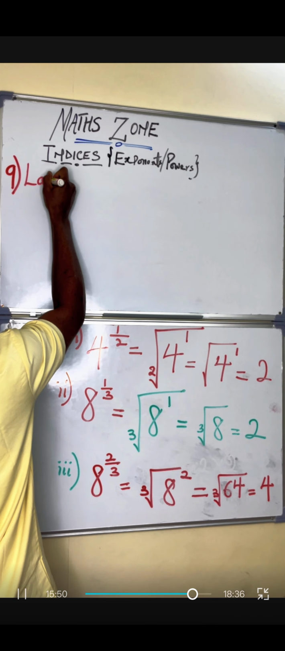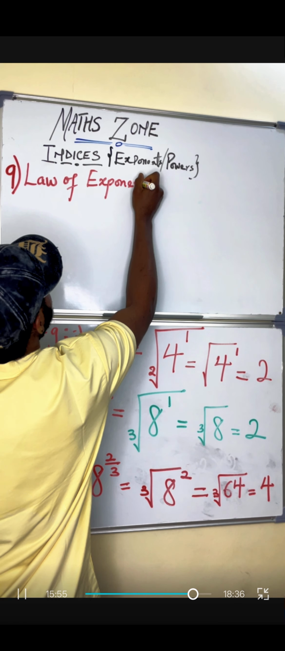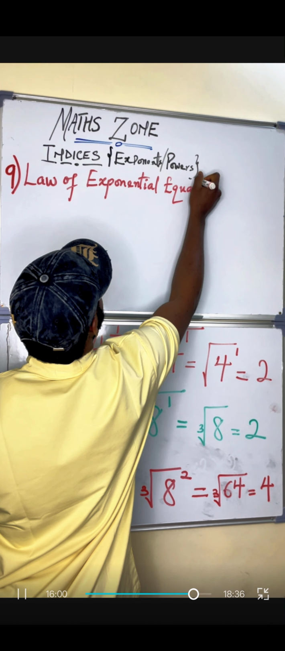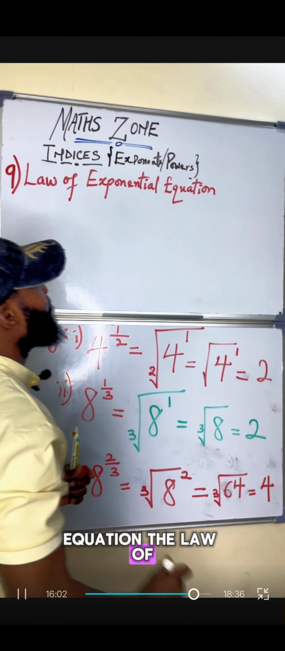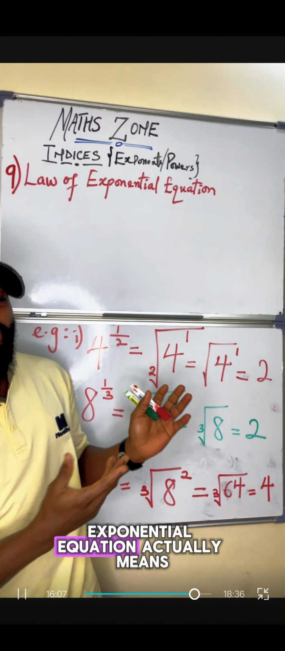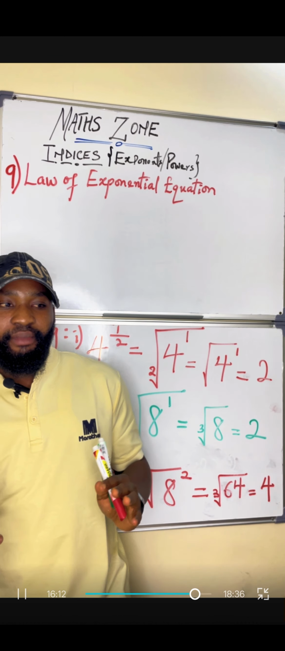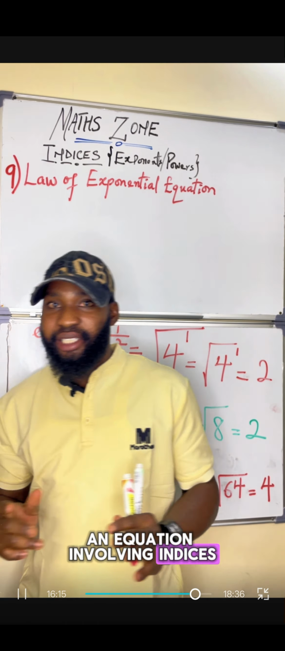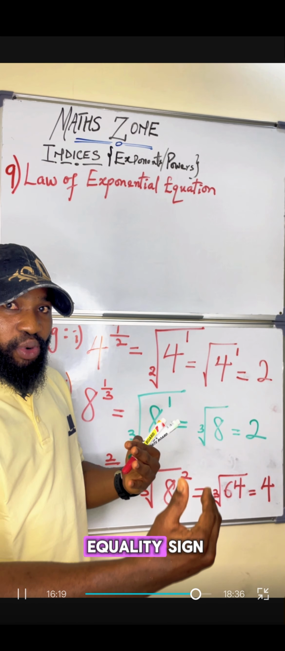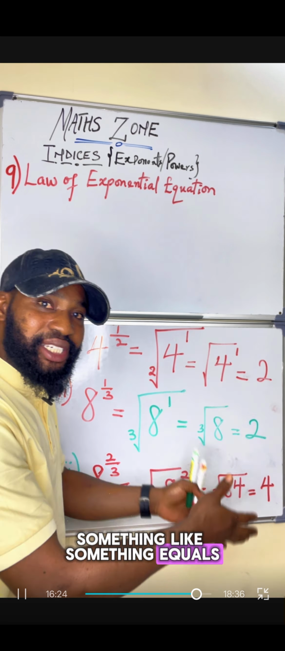It's the law of exponential equation. Now, what do we mean by exponential equation? Exponential equation actually means an equation involving indices. Of course, we know that equation means that there must be a left-hand side, there must be an equality sign, and there must be a right-hand side of the equality sign. Something like something equals another thing.